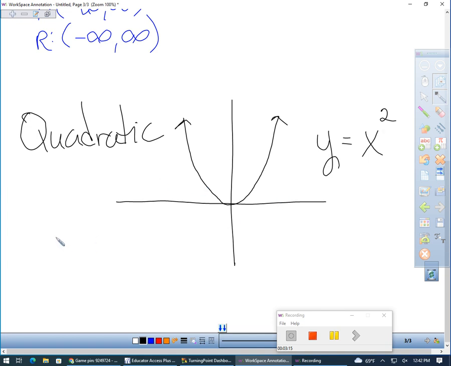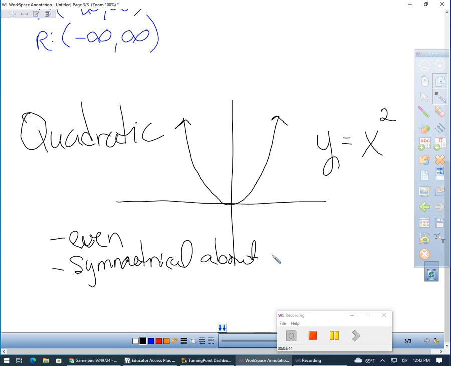This is an even function, right? Because I can fold it on the y-axis and the two sides meet up, correct? This is even. It is also then, we can say it's symmetrical about the y-axis. So that means I can fold it on the y-axis, the two sides meet up.